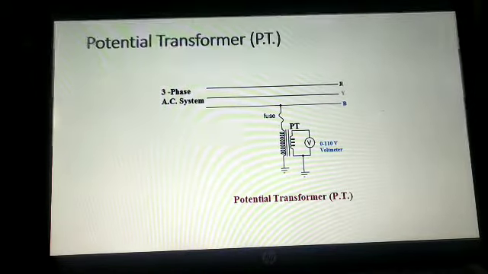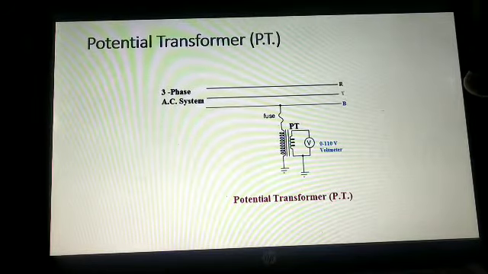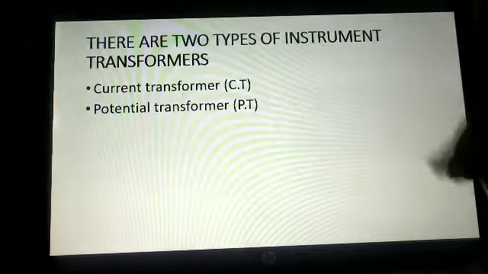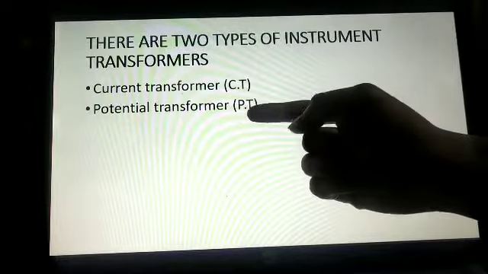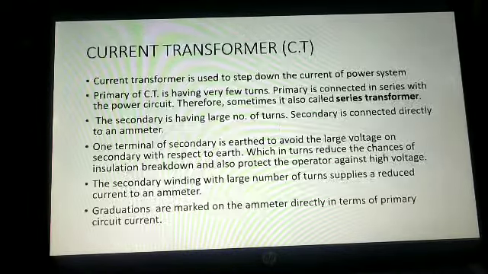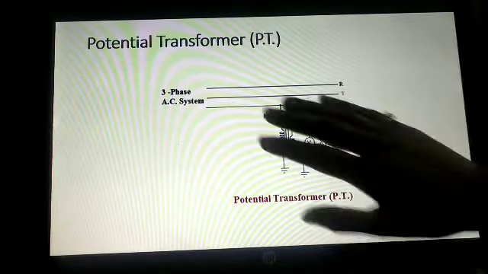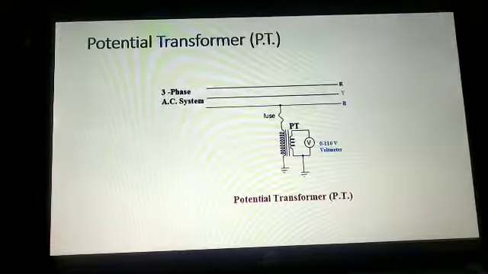In your textbook they have just given about the current transformer, but they have mentioned there are two types. They have mentioned this, but they have not given explanation for potential transformer. So there are many mistakes in your textbook, so we have to learn this potential transformer also. So this is the diagram of potential transformer.